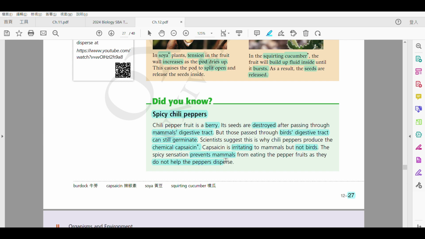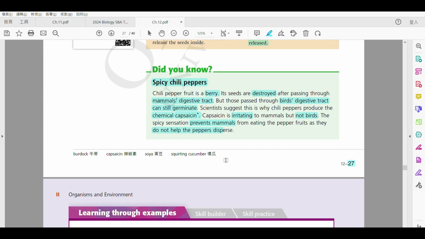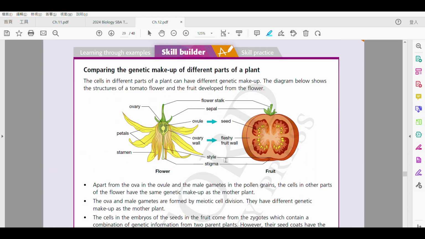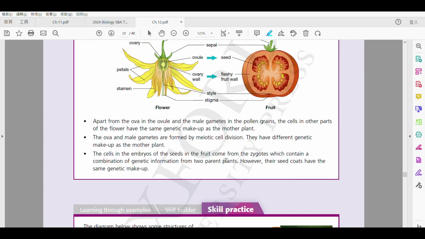Okay, of course, the last thing is that some mammals are perverse, just like us. Because some of us like eating spicy things. So the more spicy it is, that means the more capsaicin it has, the happier we become. Okay? So just for fun, okay? So these two purple pages, as I said, they are always very important.